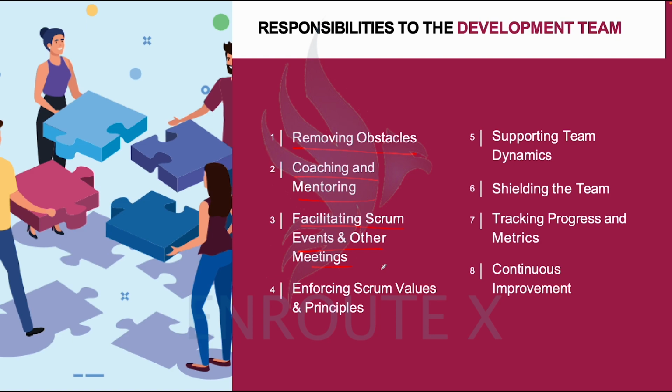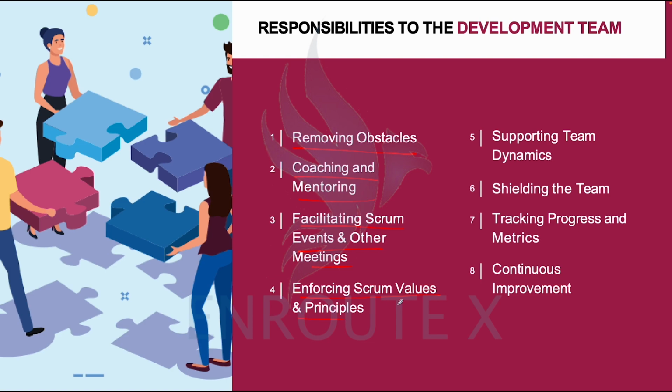The Scrum Master is making sure that the agenda of each meeting is followed. He is also making sure that the time boxing of each of those meetings is adhered to. Then, of course, I've explained enforcing Scrum values and principles.